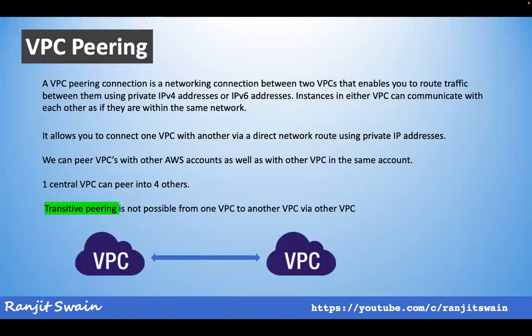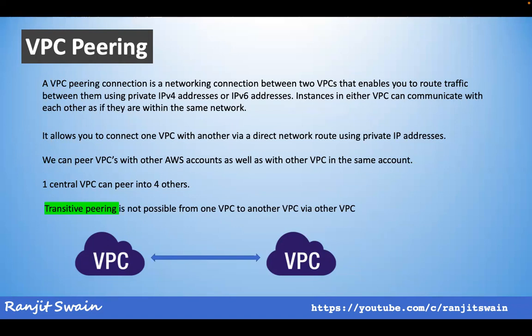Now, before doing that, what is VPC peering? A VPC peering connection is a networking connection between two VPCs that enables you to route traffic between them using private IPv4 or IPv6 addresses. Instances in either VPC can communicate with each other as if they are within the same network. What does this mean? Whenever you are connecting to different resources, normally we need internet connections to connect, right?